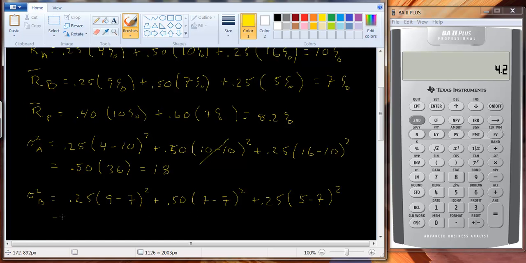All right, so what do we have here? Again, this is going to cancel. 7 minus 7 is 0, so we just have 9 minus 7 is 2, squared is 4. This is minus 2, squared would be positive 4, so you're going to have 0.5 times 4, or you're going to have 2.